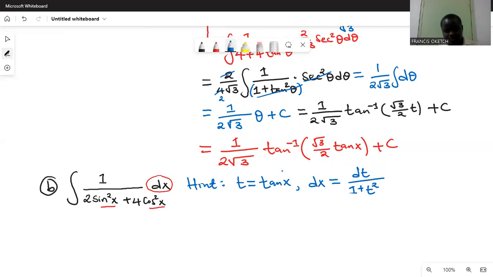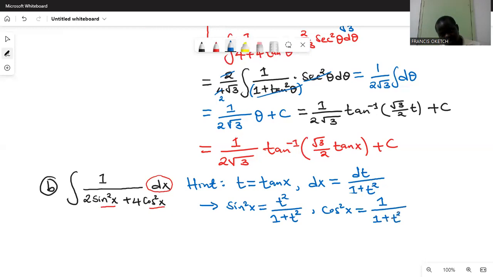What about sine squared x? Sine squared x, we are going to put t squared over 1 plus t squared. That's what we got. And we also got cos squared x to be equal to 1 over 1 plus t squared. So make these substitutions here and then simplify.